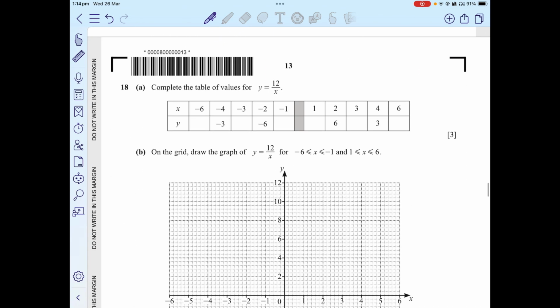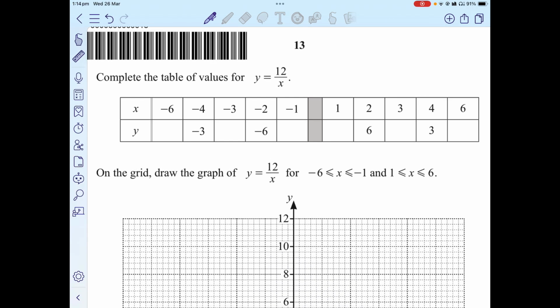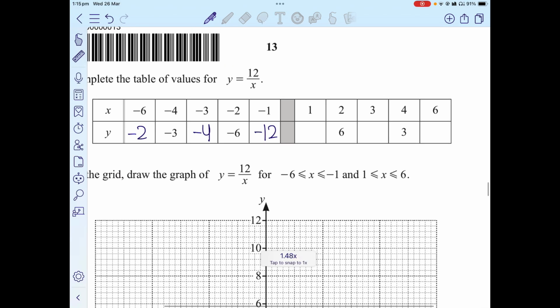Next up, complete the table of values for y = 12 over x. Now what is 12 over negative 6? That's negative 2. What is 12 over negative 3? That is negative 4. What is 12 over negative 1? That is negative 12. On the other hand, I have this part. What is 12 over 1? 12. 12 over 2 is 6. 12 over 3 is 4. 12 over 4 is 3, which is given.